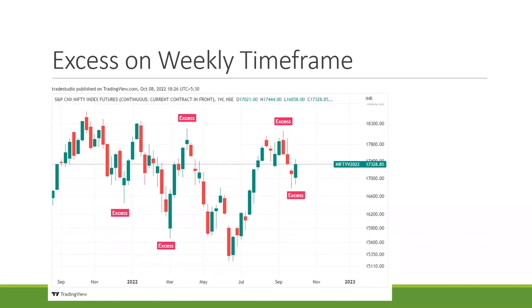Now, some people call it a pin bar. Sometimes you may see it like in VSA, there are upthrust bars. Or sometimes you might be seeing a gravestone doji or something like that. So people have different names. When it comes to market profile, we use the term excess.